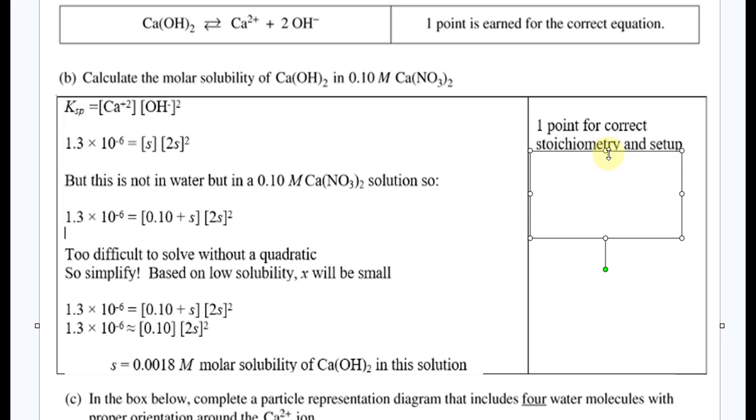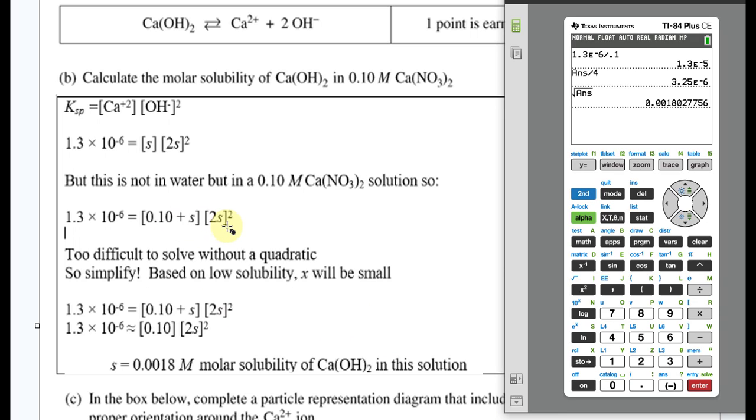And you get 1 point for the correct stoichiometry and setup, and then 1 point for the final answer. A lot of work for 1 point on this. If you don't believe this and say, I want to solve it anyway, you're making a mistake, because this is supposed to be solved in 10 minutes, and you still have C to deal with. So save yourself some time and make the simplifying assumption. This is what you would do if you did it the long way. If you're doing it this long way, you know you're doing something wrong. If it's taking too long, you're doing it wrong.